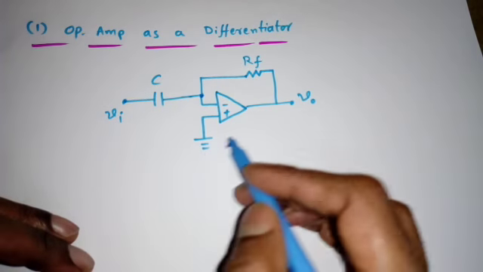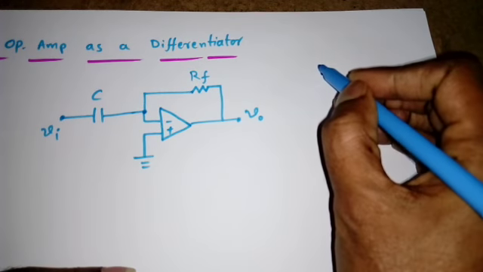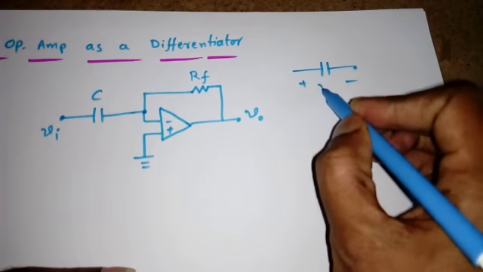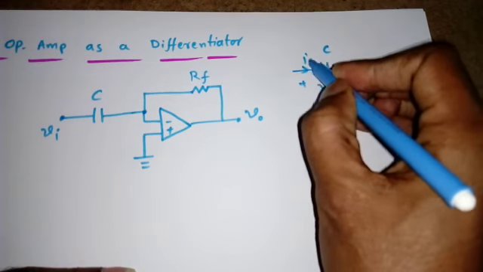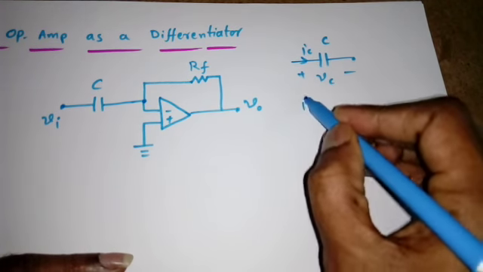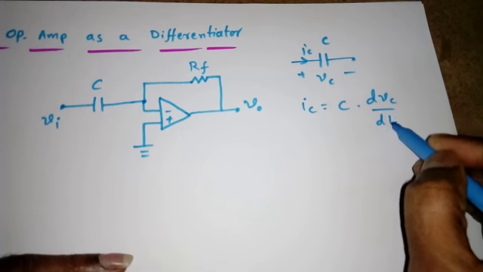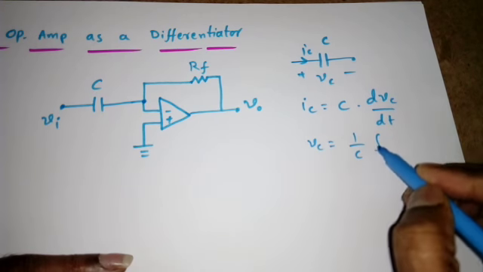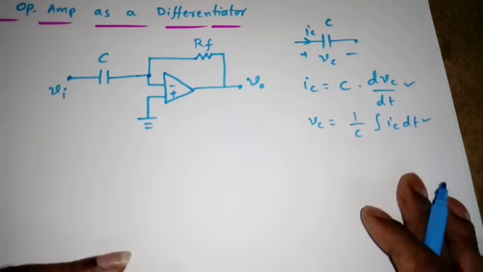Now before analyzing this circuit, we need some basics about the capacitor. Whenever there is a capacitor, suppose I want the voltage VC across the capacitor and the current IC, right? What is the relation between these? We know IC is equal to C into dVC by dt, or VC is equal to 1 by C integral IC dt.